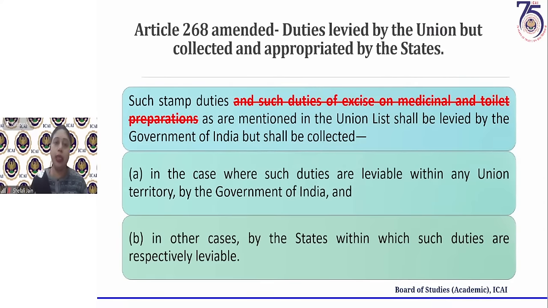This used to happen in case of the central sales tax also earlier, but I will not go into that detail. This is happening in case of stamp duty and duties of excise on medicinal and toilet preparation. Stamp duty is a duty which is levied on the registration of any document. For example, you are registering any property, any shares. On that, stamp duty is generally levied. Now, this stamp duty is levied by center. It is collected by the states or union territories wherever it is being levied.